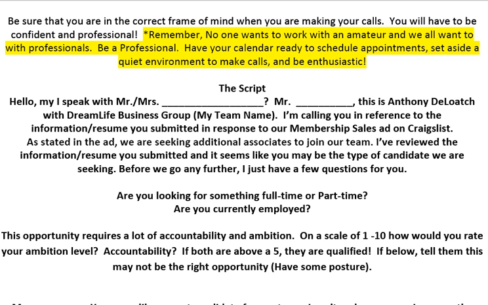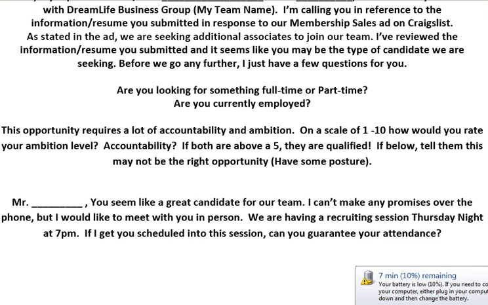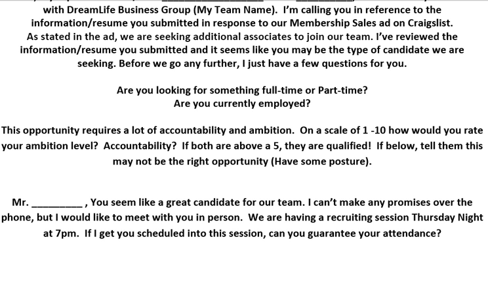If both are 5 or above, then I say, "It looks like you're the type of person that we're looking for." Then I go right into it and say, "Mr. Smith, you seem like a great candidate for our team. I can't make any promises over the phone, but I would like to meet with you in person. We are having a recruiting session on Thursday night at 7 p.m. If I get you scheduled into this session, can you guarantee your attendance?" That's very important right there: guarantee their attendance to the actual session.